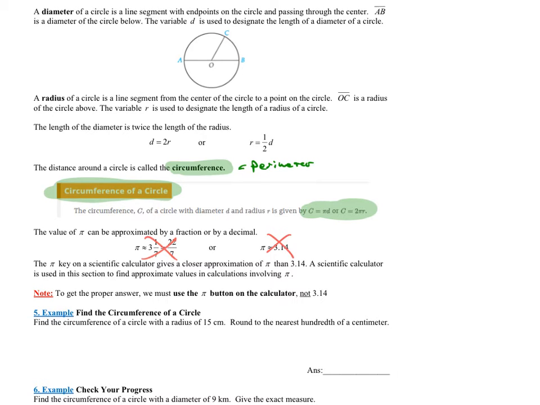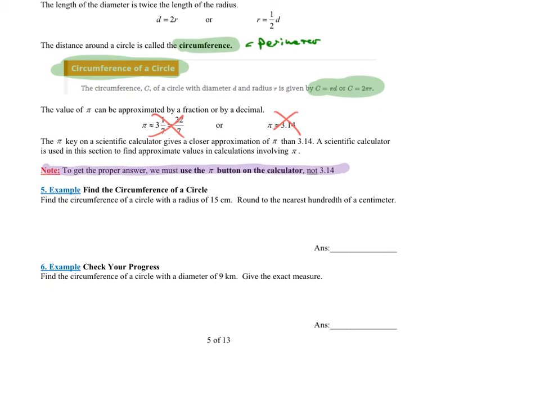What we want to use is the pi button on our calculator, okay? And that's what this next section says right here. Sorry, let me use the highlighter. It says to get the proper answer, we must use the pi button on the calculator, not 3.14. So look on your calculator, up and to the left of the 7, right above the up arrow is the button pi. Make sure you know where pi is and that you can use it on your calculator.